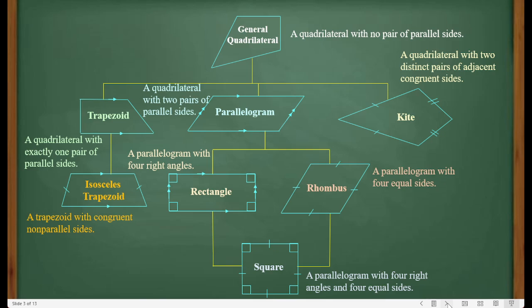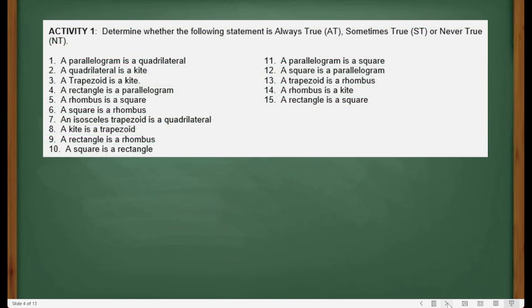And with that, if you have no question about the family tree or tree diagram of parallelograms, I think we now go to the next slide. It is actually an activity. I'll be giving you at least 5 minutes to think about the answers to all 15 items. All 15 items are statements. For each statement, you determine whether it is always true, sometimes true, or never true.